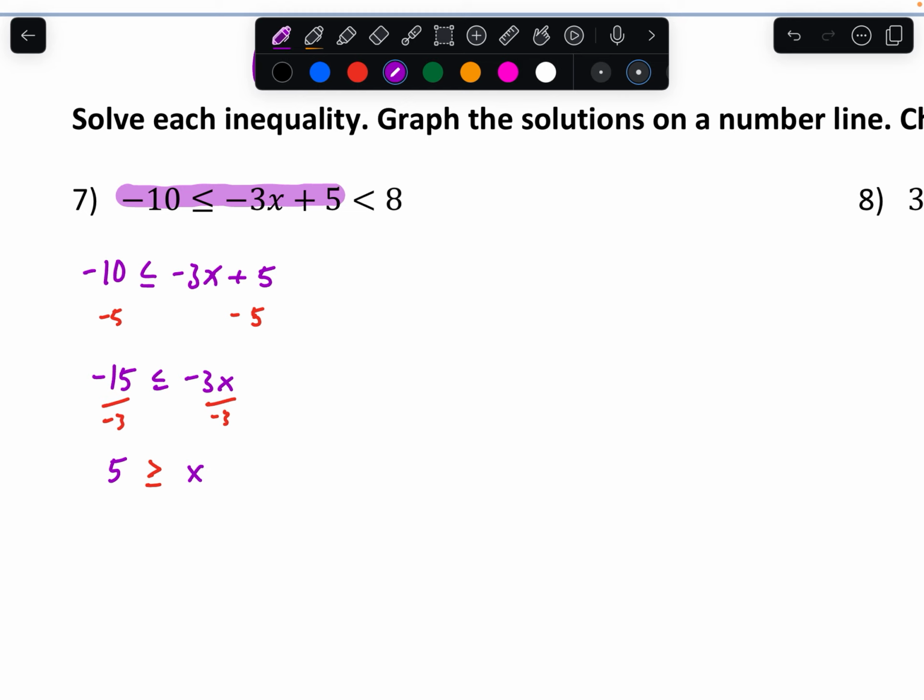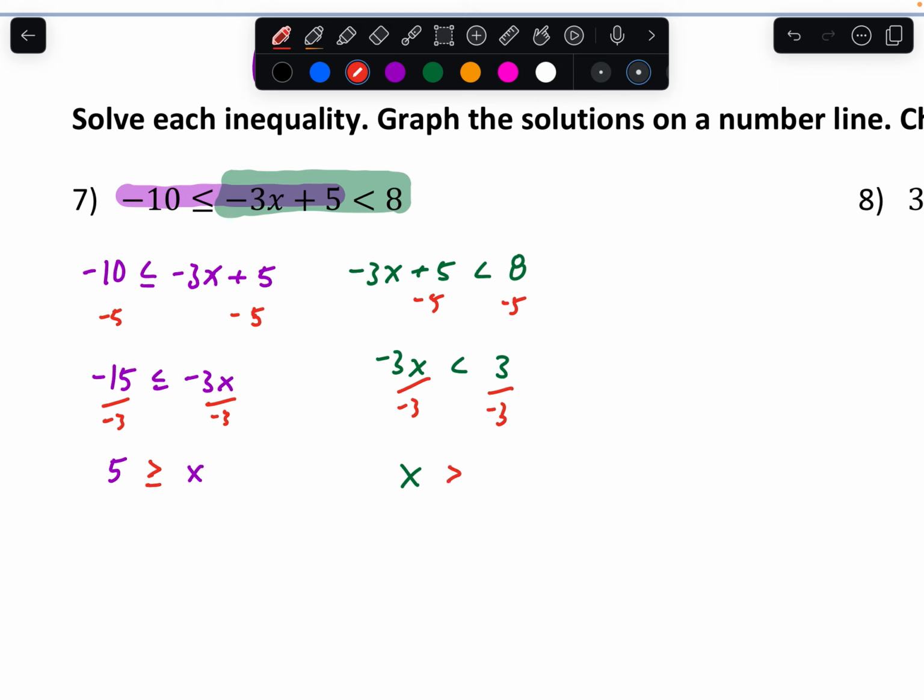Then you also do the other half of the problem, which is here. So we have negative 3x plus 5 is less than 8. So subtract 5, then divide by negative 3. Watch out, watch out. That gives you negative 1. All right, so I solve both sides, graph that.